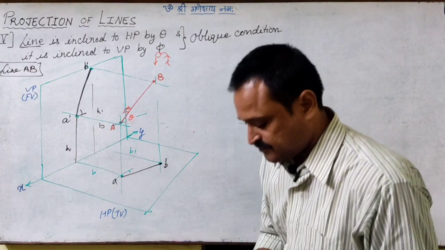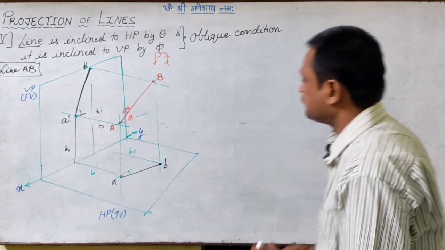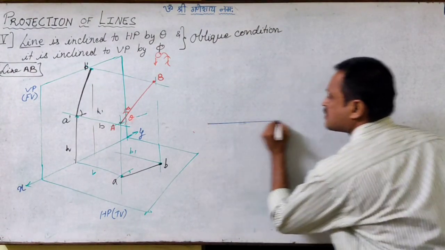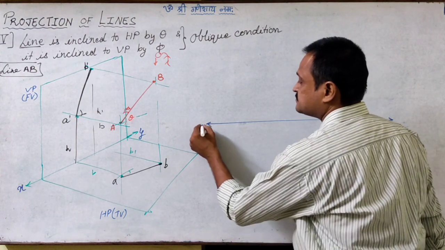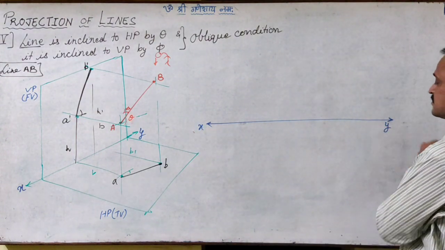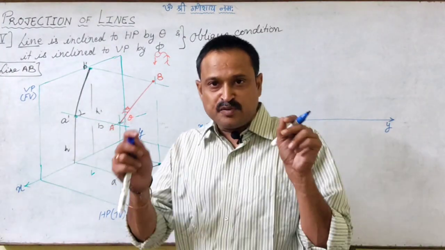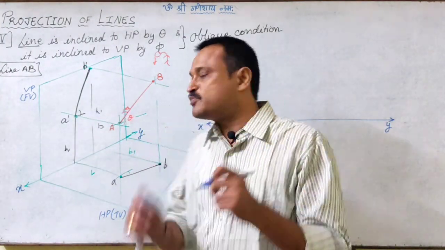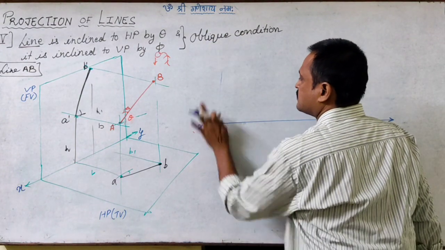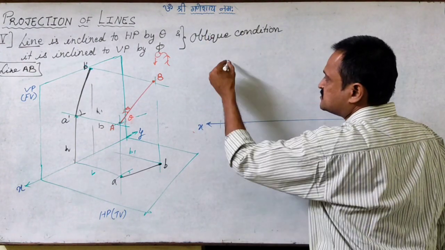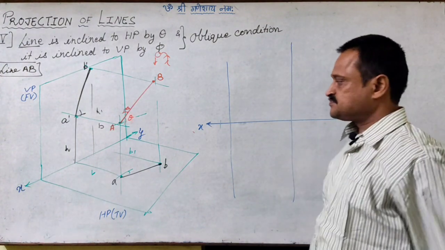Right? So this is the reference line XY. Fine. So there are 2 points A and B, so there will be two projectors. Let us say this is the projector for A, and this is the projector of B.